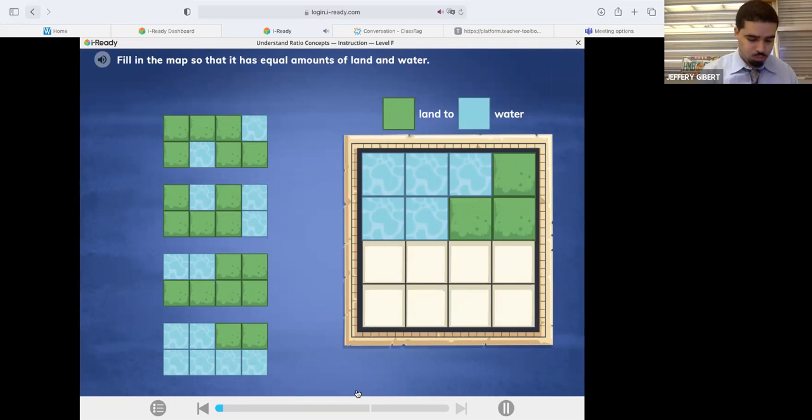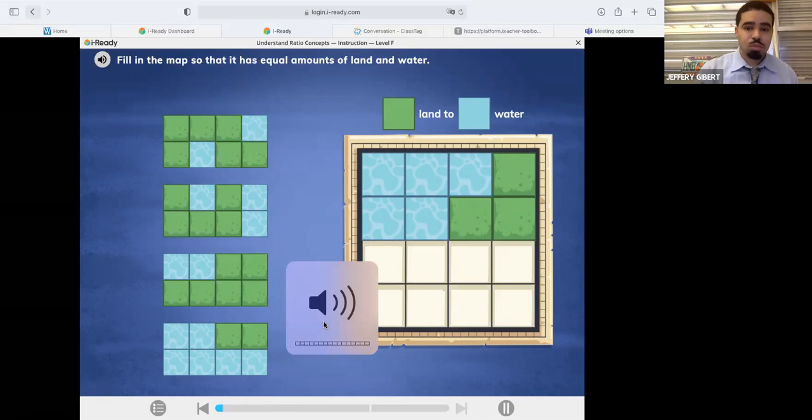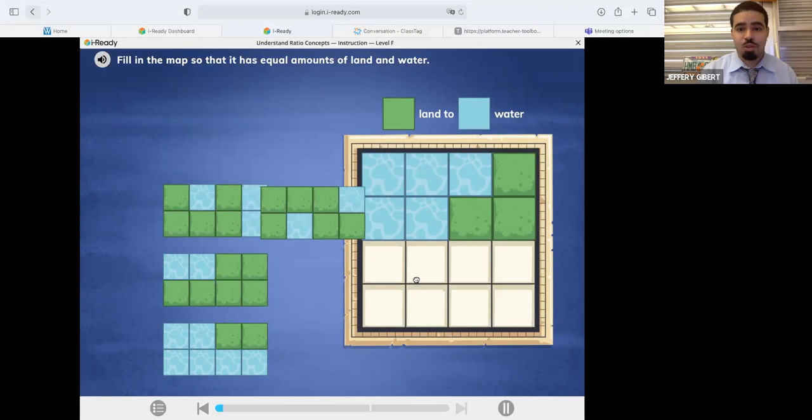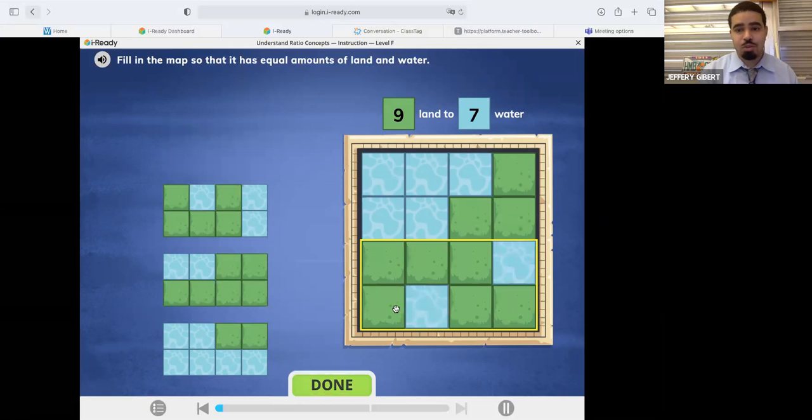Fill in the map so that it has equal amounts of land and water. All right. So, David, which one of these options is going to give us the equal amount? Which one of these options will give us the same number of land and water? I'll do them one at a time. You can tell me if it's right or wrong. All right. Is this one right?